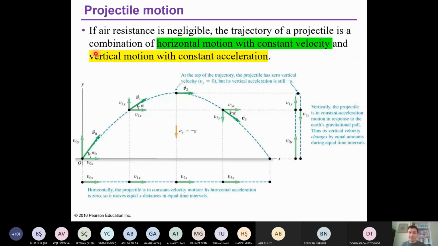So if air resistance is negligible, the trajectory of a projectile is a combination of horizontal motion with constant velocity, the x component is constant, and vertical motion with constant acceleration. Acceleration is given by the gravity. So you can split projectile motion into these two motions, and then you can easily solve it. Do you have any question related to the components of projectile motion?